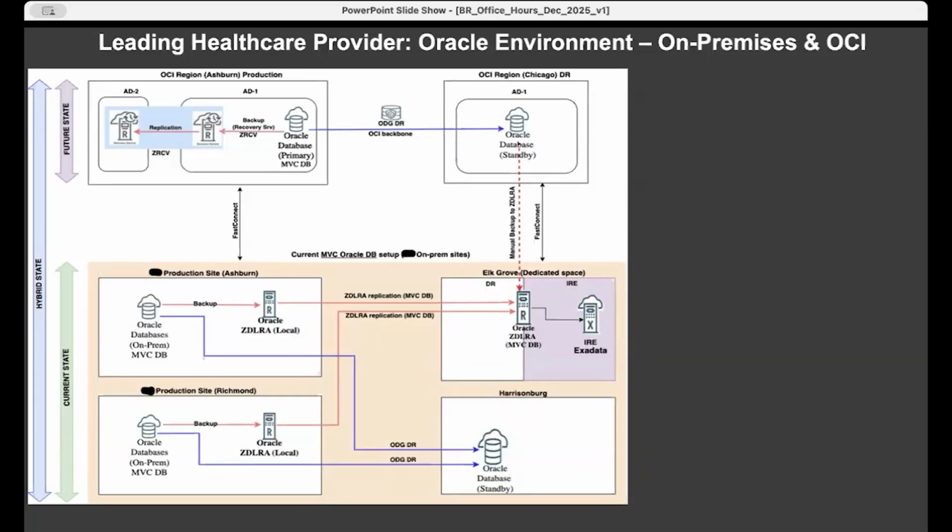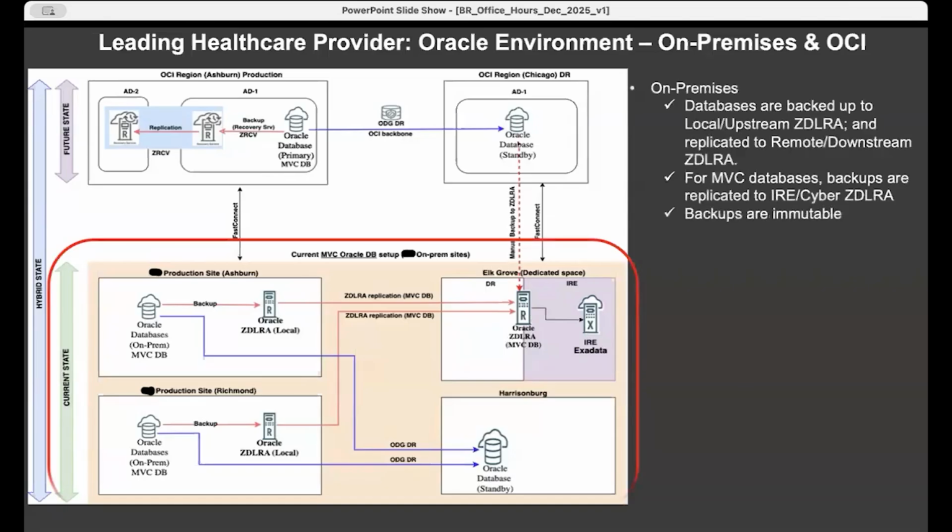Thank you, Vinay. So team, this is the high-level architecture of our setup at the customer. At the bottom is the current state. I will first talk about how our current state is. This is primarily on-prem.